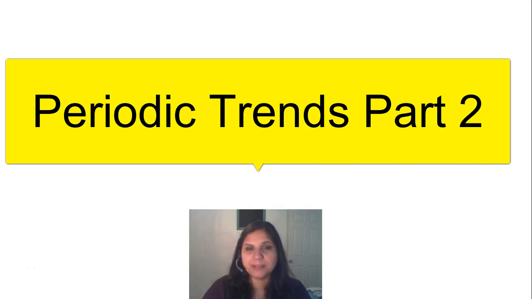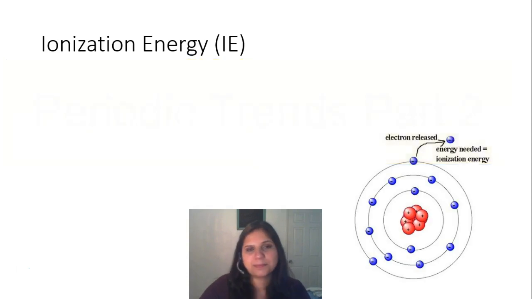In Part 1 we learned about shielding and nuclear charge. So you'll need to refer back to that, as we're going to use it to explain electronegativity and ionization energy.